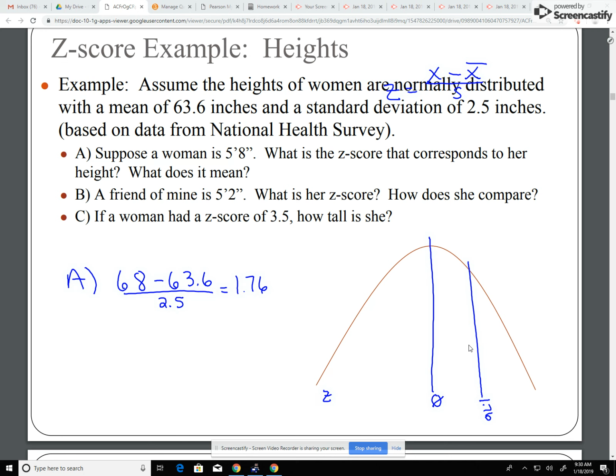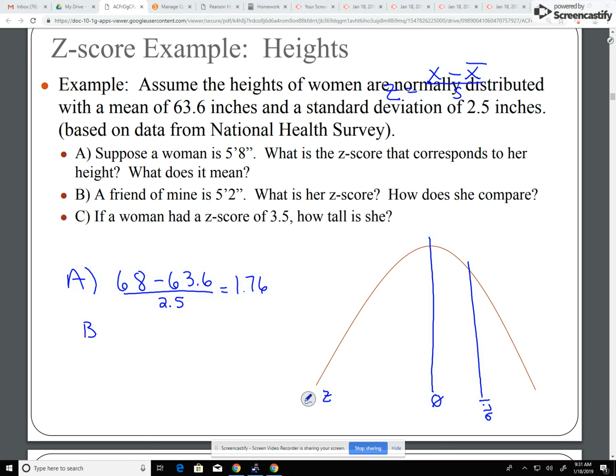We stated that anything within 2 standard deviations of the mean, or a z-score of 2 or negative 2, is considered normal or usual. So 1.76 is taller than the average female, but it's not unusual because it's under 2. So let's look at Part B.